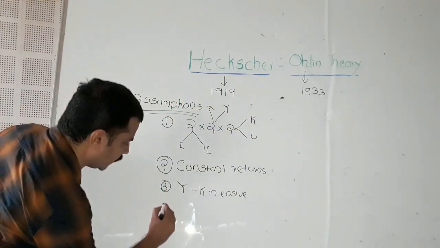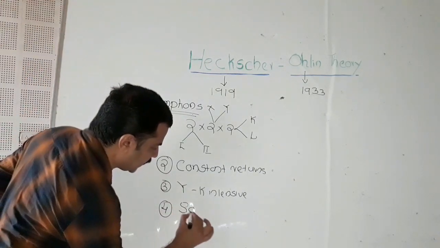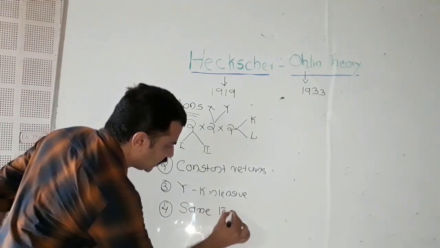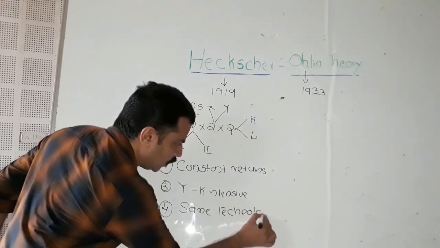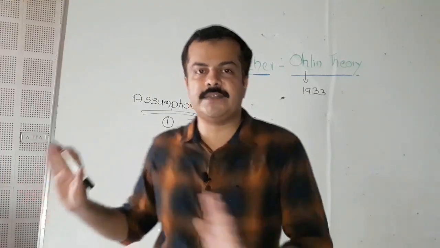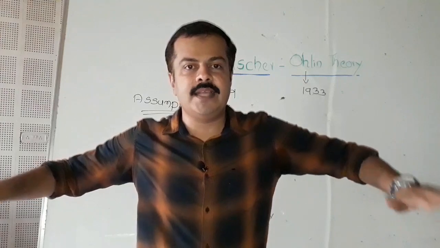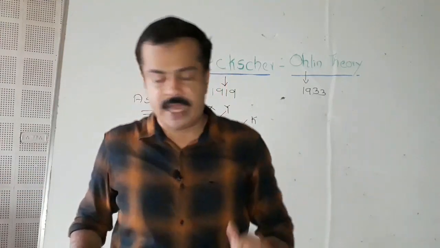And the fourth assumption is that there is the presence of the same technology. That means both countries, country 1 as well as country 2, are assumed to have the same technology as far as production is concerned. Countries are placed on the same footing as far as technology is concerned. This is the fourth assumption.